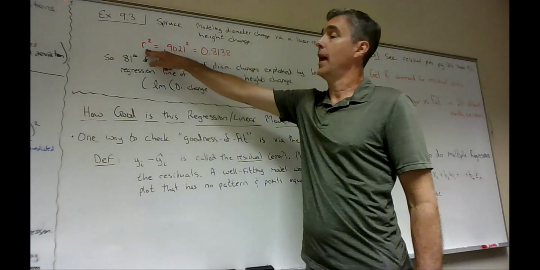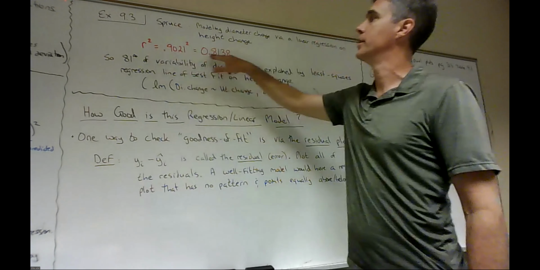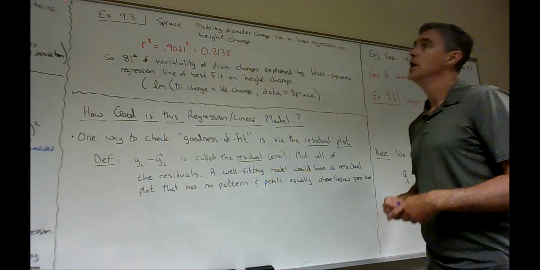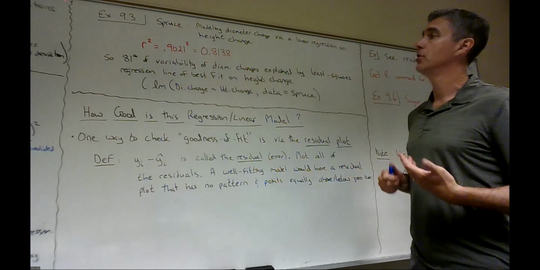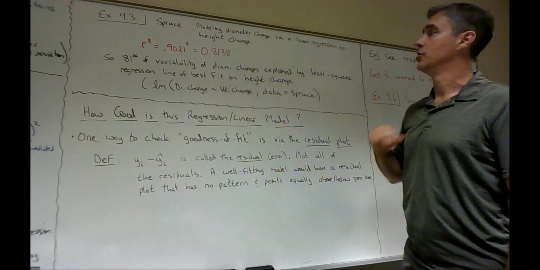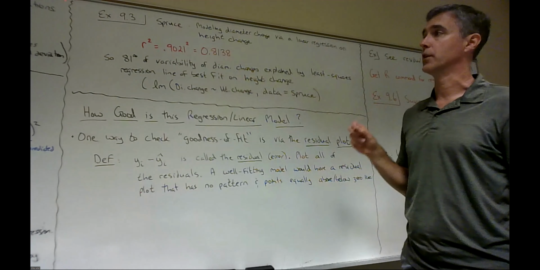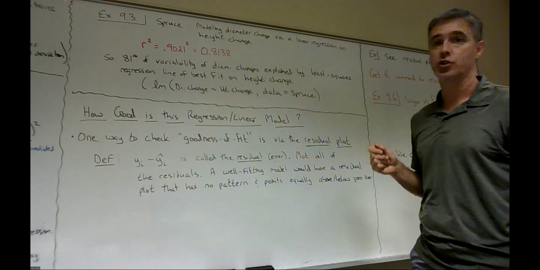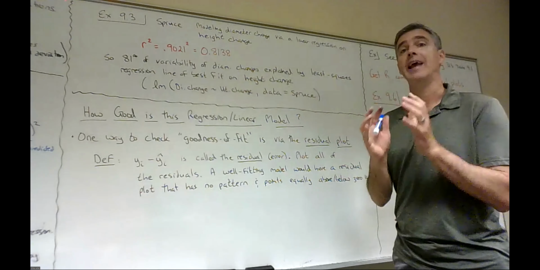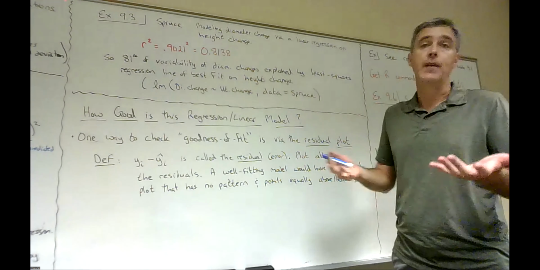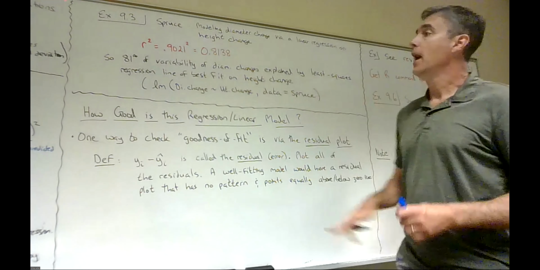I'll show you this when I move to the R code in the next panel, but we got R-squared equal to 0.8138. So that is telling us that 81.38% of the variability of the diameter change in the actual data set is being explained by this least squares regression line of best fit on the height change. So our model is capturing 81% of the variability of the actual data. Okay, that's not bad. That would be nice to have it in the 90s, but not too bad.